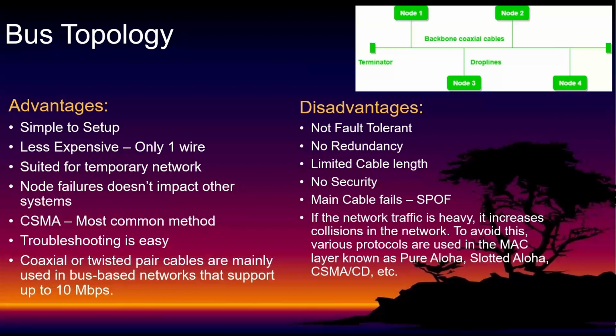So you can see it is very simple to set up because it is one single cable, and then you will have the BNC connectors that can connect to other systems. It is less expensive because of one single wire, and it is only suitable for a very temporary or a small network, and node failures will not impact the other systems in the connection aspect. But if the single cable, the main bus cable or the backbone cable, gets impacted, then everything will go down. Okay, so you have coaxial cables and twisted pair cables used in the bus concept that can help you achieve 10 Mbps.